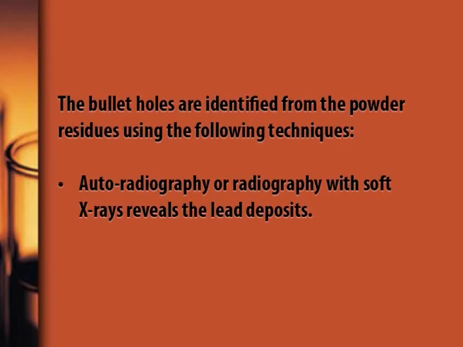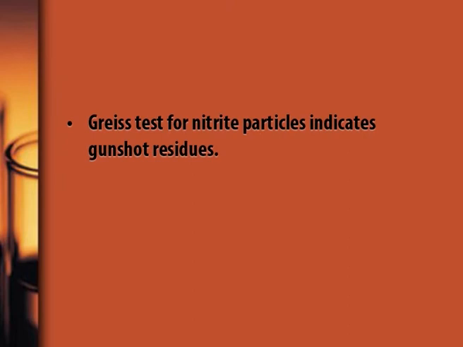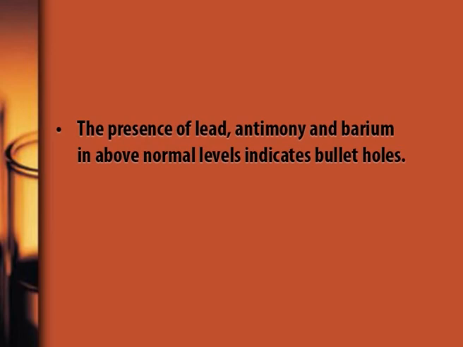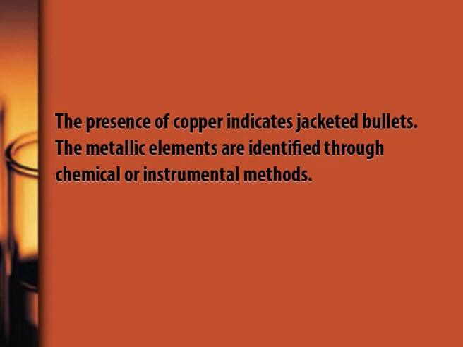The bullet holes are identified from the powder residues using various techniques. Autoradiography or radiography with soft X-rays reveal the lead deposits. Grease test for nitrite particles indicates gunshot residues. The presence of lead, antimony and barium in above normal levels indicate bullet hole. The presence of copper indicates jacketed bullets. The metallic elements are identified through chemical or instrumental methods.